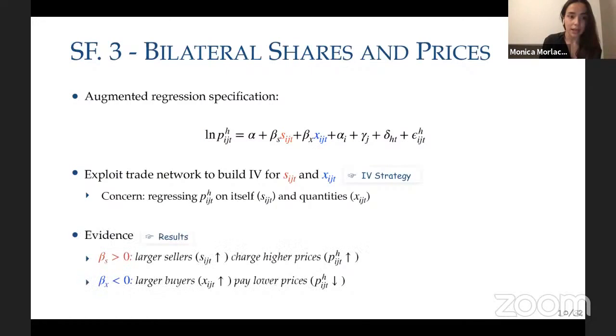Okay, so our evidence, qualitatively, just correlational evidence, shows that the larger the seller, so the higher the market share of the seller, the larger the bilateral price. So larger sellers seem to charge higher prices. And similarly, the market share of the buyer is negatively correlated with the price. So large buyers seem to be paying lower prices in a given firm-to-firm trade.